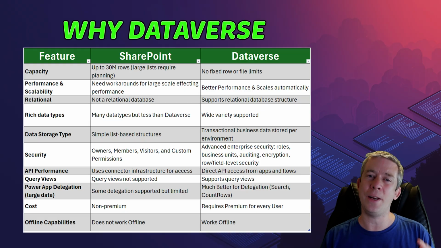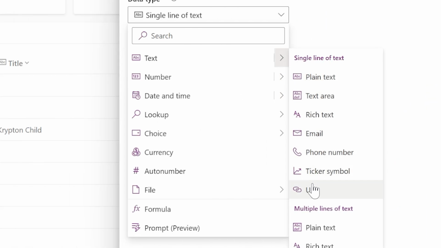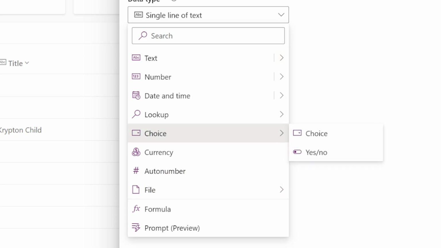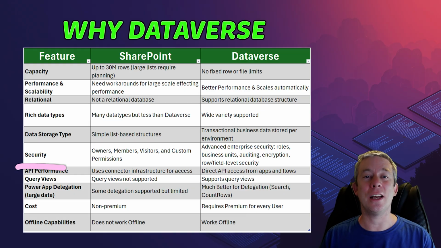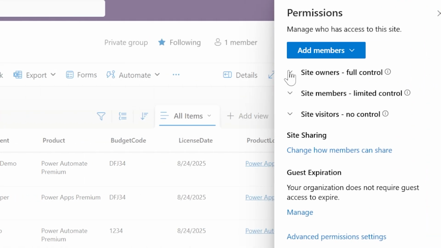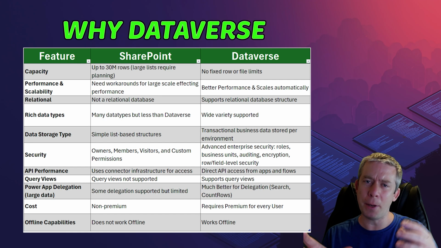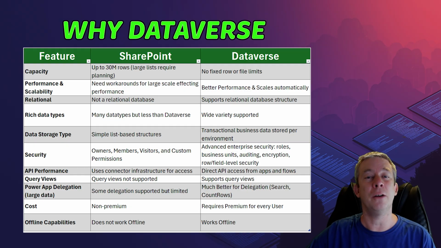Now, also in Dataverse, there's a wide variety of different supported data types. In SharePoint, there's a good bit, but not as many as Dataverse, right? There's extra functionality that you can see in Dataverse and different types of data. Then there is security. In SharePoint, really, you're left with owners, members, visitors, and then you can do custom permissions. With Dataverse, there's a good bit more flexibility, right? You can do row and field level security. That's actually a huge benefit of doing Dataverse.